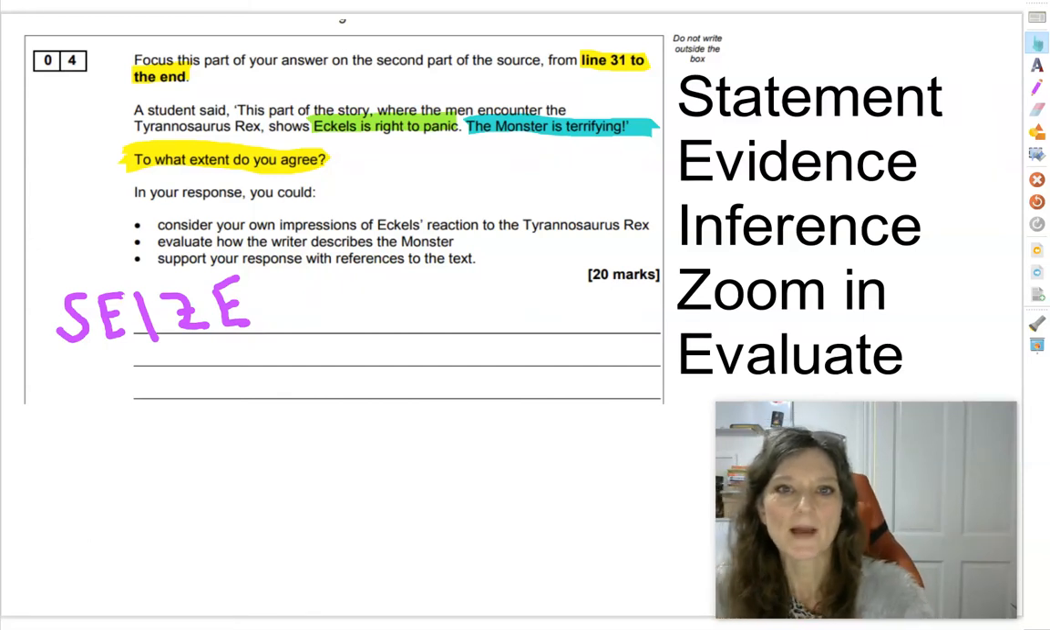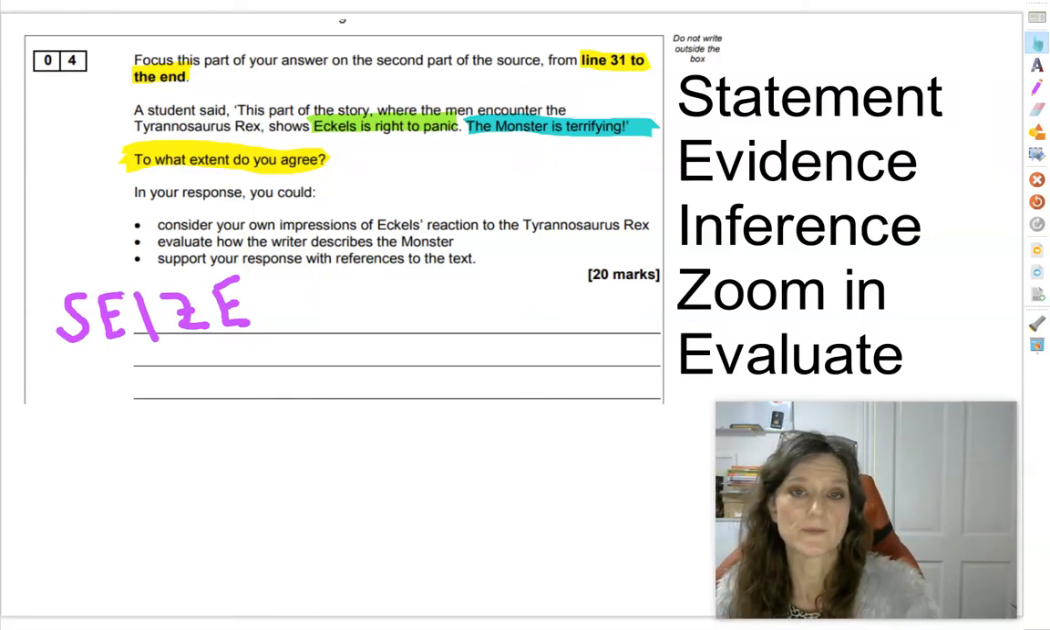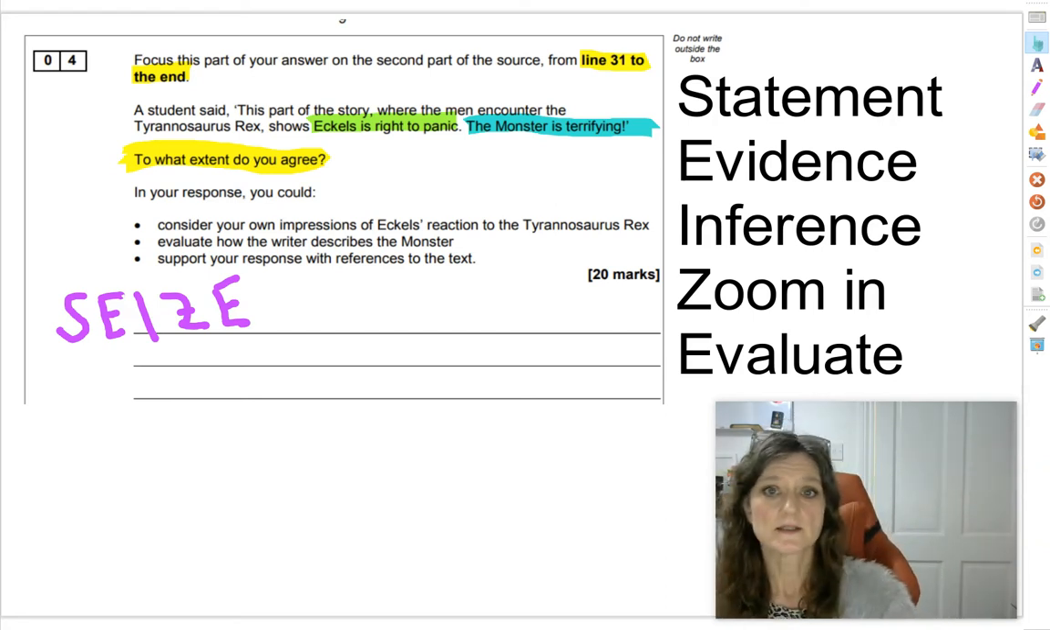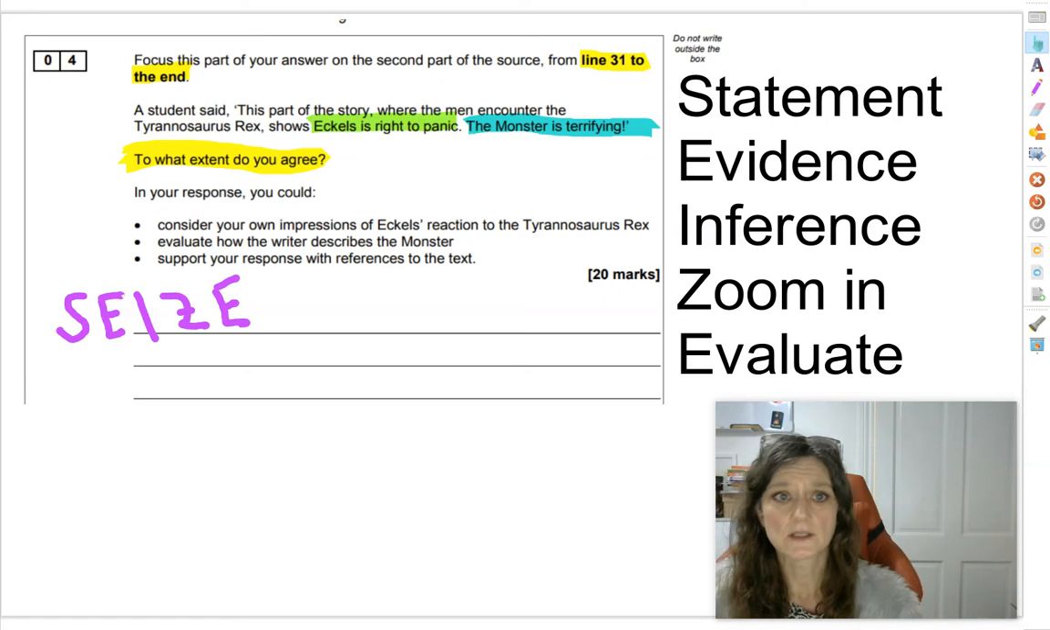Hey Year 11s, we're back looking at the dinosaur paper from the November series 2018, and today we're going to have a really close look at question 4. What I'm going to do with you for question 4 is just remodel again how to break down the question, how to divide up your time, and how to use the C's structure for evaluating the statement that the student makes.